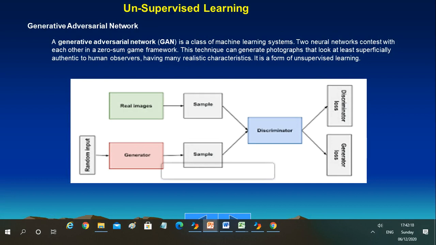Generative adversarial network. A generative adversarial network is a class of machine learning system. Two neural networks contest with each other in a zero-sum game framework. This technique can generate photographs that look at least superficially authentic to human observers, having many realistic characteristics. It is a form of unsupervised learning.